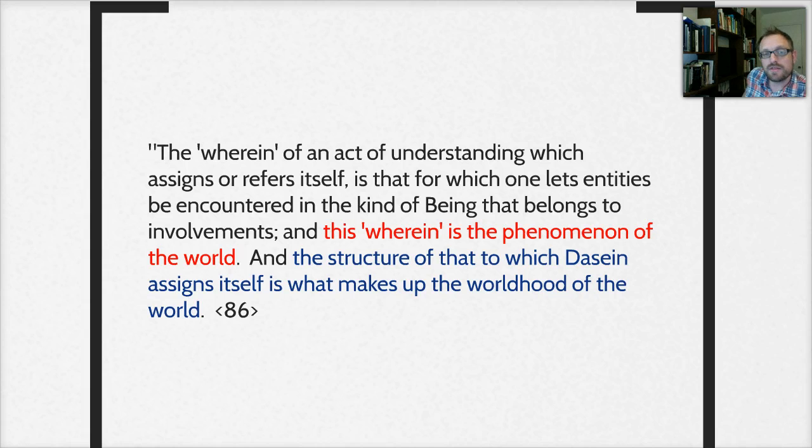He writes, "The wherein of an active understanding which assigns or refers itself is that for which one lets entities be encountered in the kind of being that belongs to involvements." And this wherein is the phenomena of the world. And the structure of that to which Dasein assigns itself is what makes up the worldhood of the world, right?